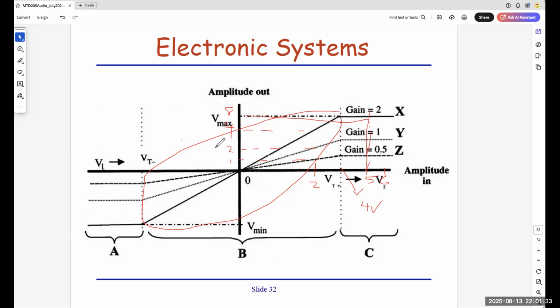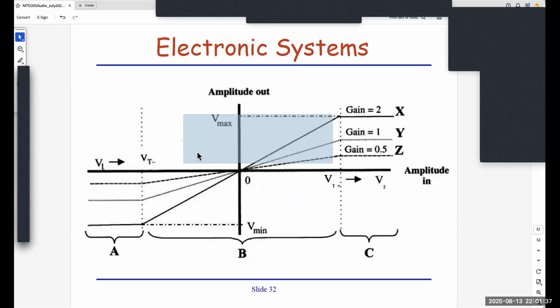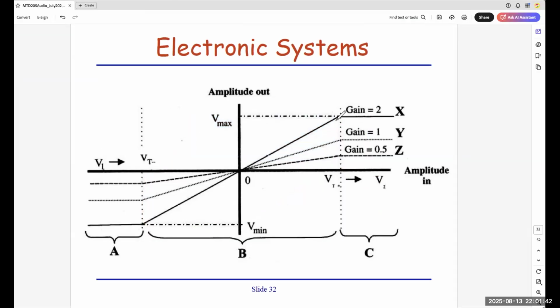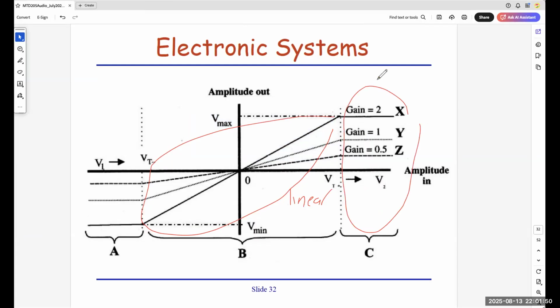Similarly, on the left and right. Okay, so that is the linear system. Here is linear. If you operate your system in the linear region, it's linear. Here, this portion is non-linear. And this part is also non-linear. Because no matter how high your input, the output is always constrained to the maximum or minimum. That's all.